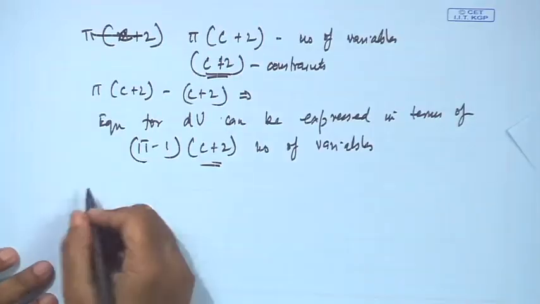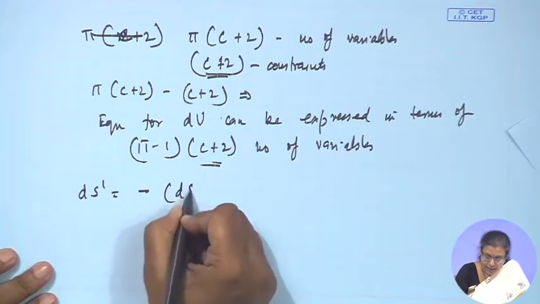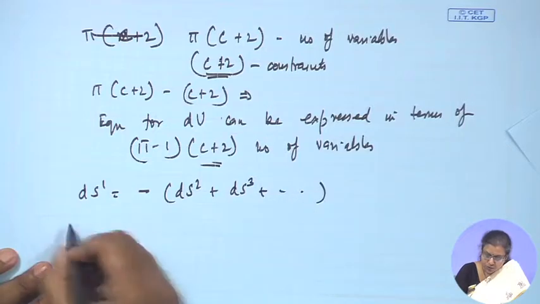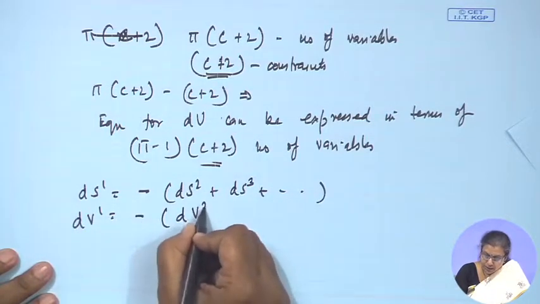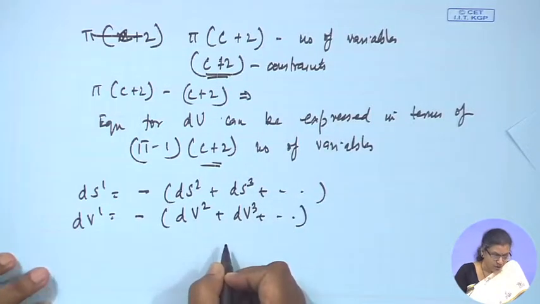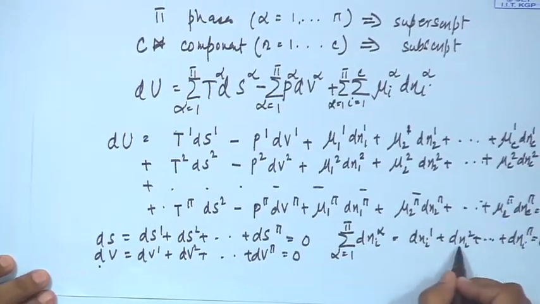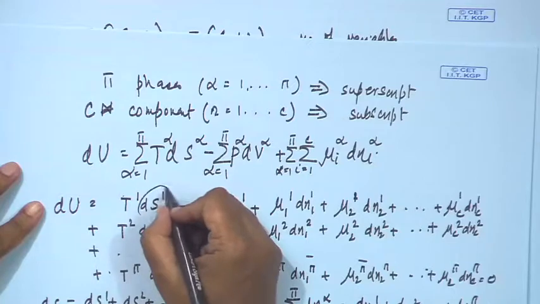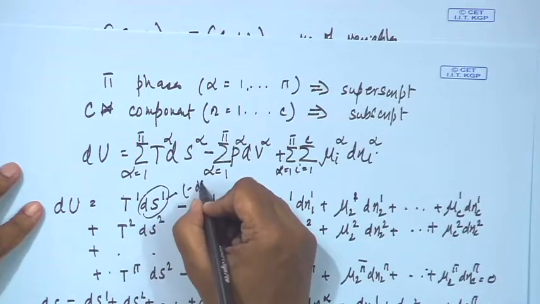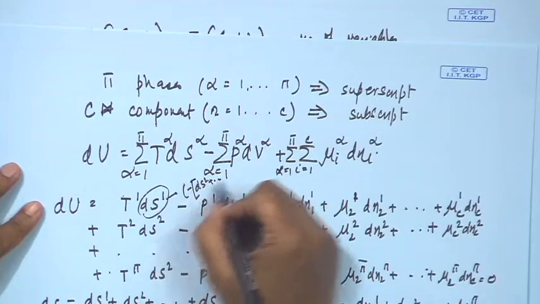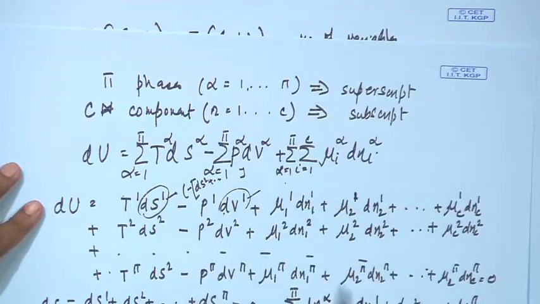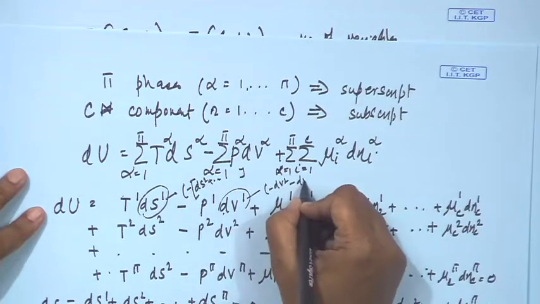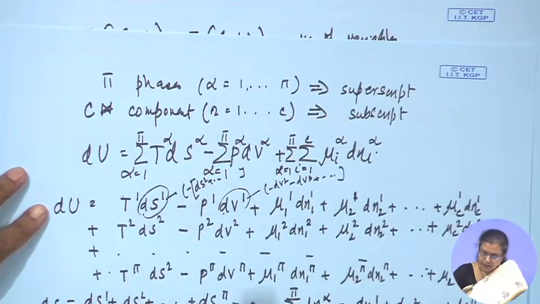So what do I mean is, instead of dS1, I can substitute it as minus dS2 plus dS3 plus so on. Instead of dV1, can I not substitute it with minus dV2 plus dV3 plus so on? And in a similar way, can I not substitute each and every dn_i1 with minus of dn_i2 plus dn_i3, etc.? So once I make this substitution and put it here, instead of dS1, I am going to have minus of dS2 plus so on and so forth, isn't it? Instead of this dV1 also, I should be having minus of dV2 minus of dV3 plus so on and so forth. I can write it in this particular term.